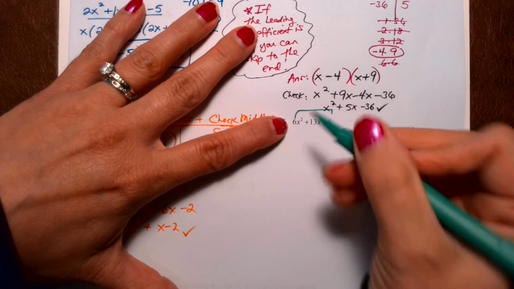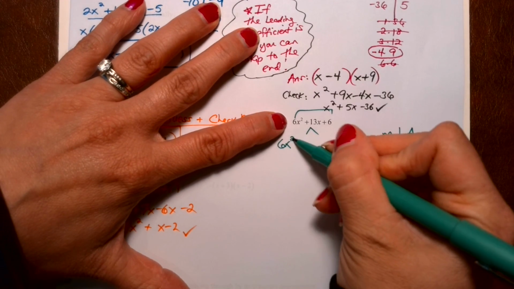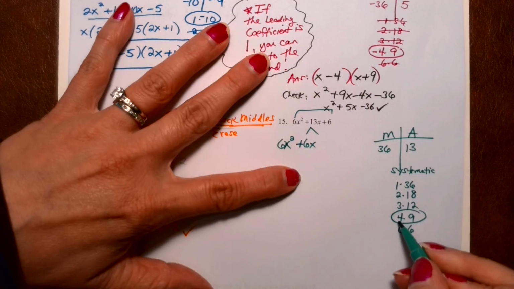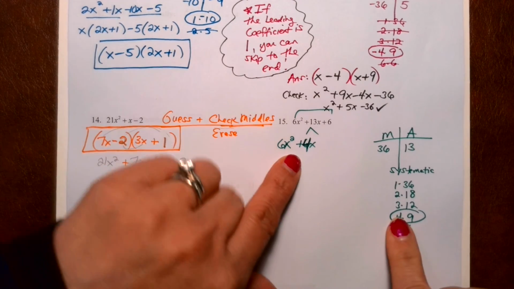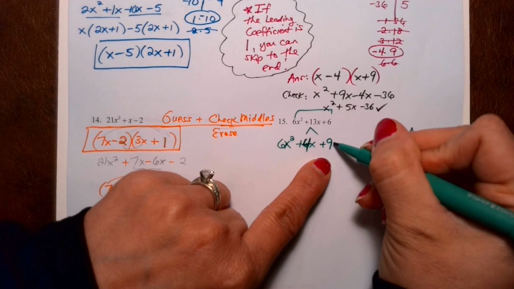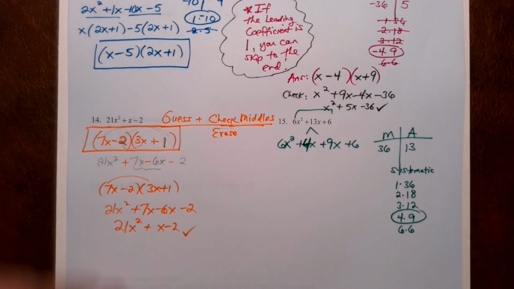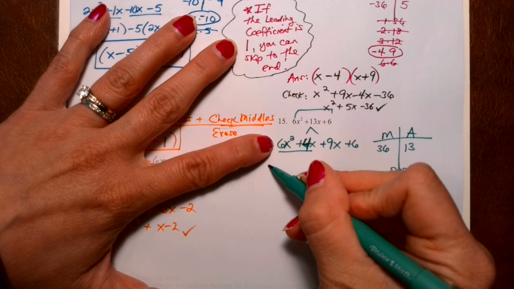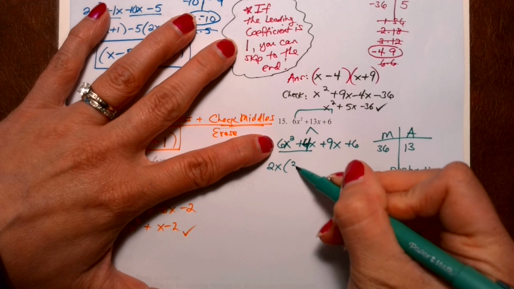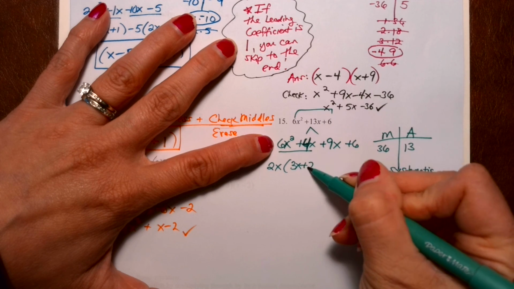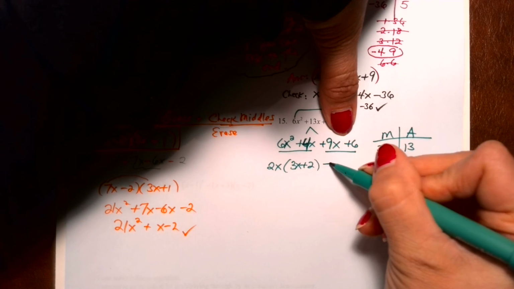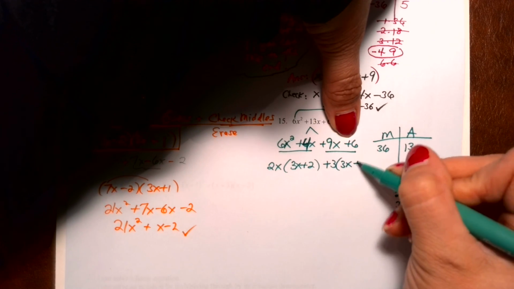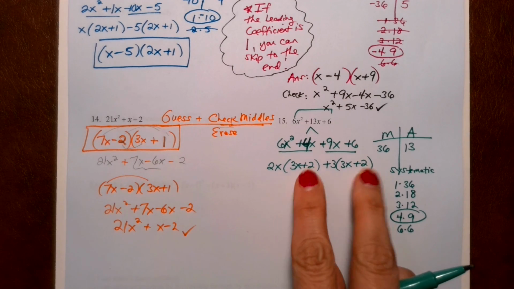I'm going to split the middles. 6x squared. My first middle is going to be a plus 4x, and then plus 9x, plus 6. From the first group, what can I take out? Let's take out a 2 and an x, and that leaves me with 3x plus 2. From the second group, let's take out a positive 3, and that's 3x plus 2. Is it working? It's working.